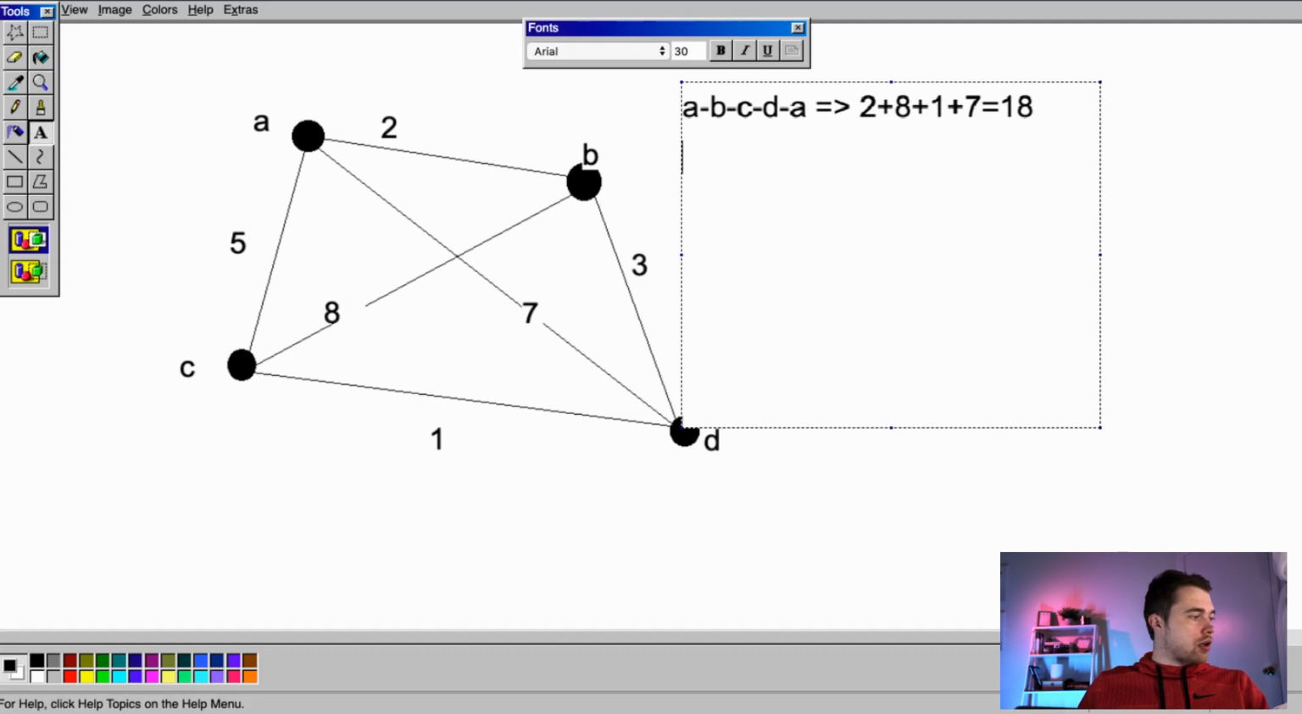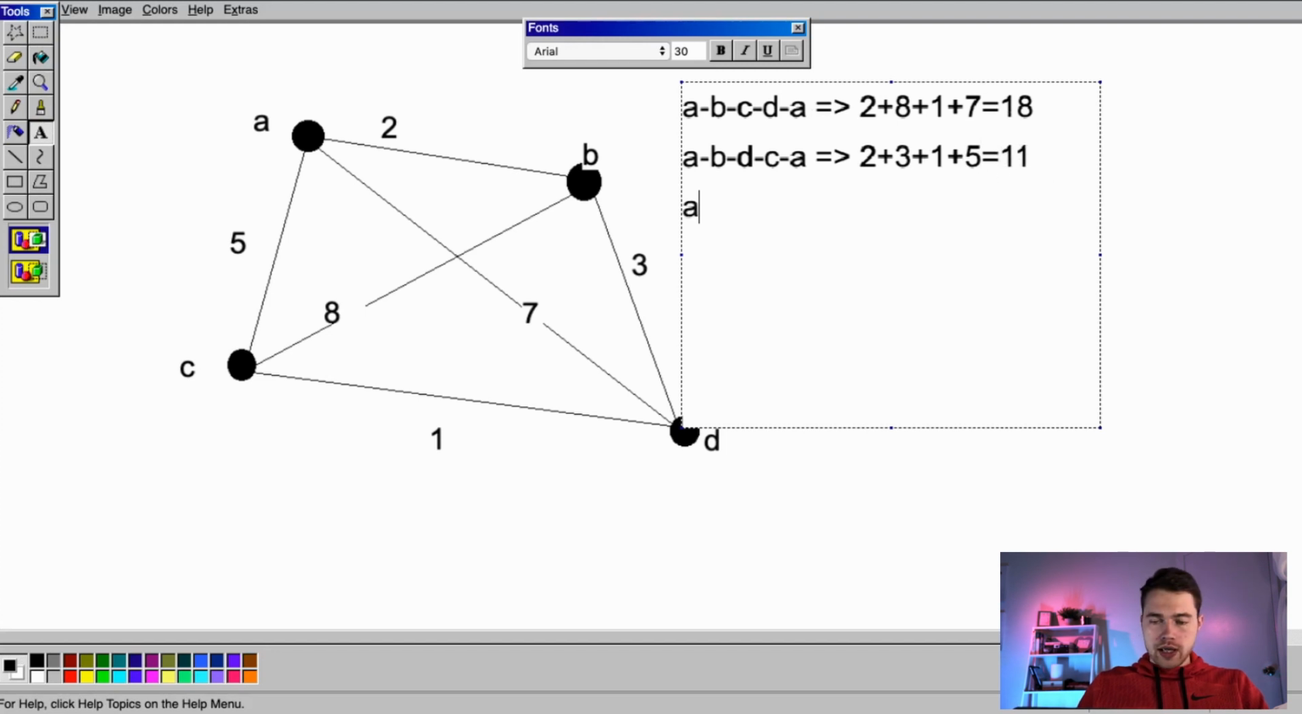Okay, let's say our route is A, B, D, C, A. In this case, what are we going to have? 2 plus 3 plus 1 plus 5, which is equal to 11. Okay, so that's a lot better. The first one was 18, and this one is 11. This one sounds a lot better.